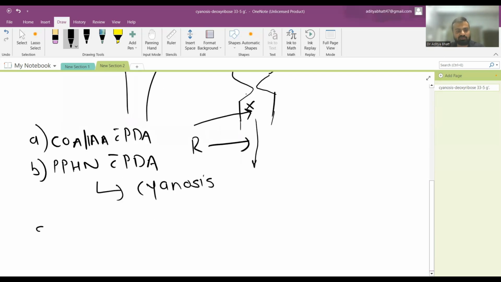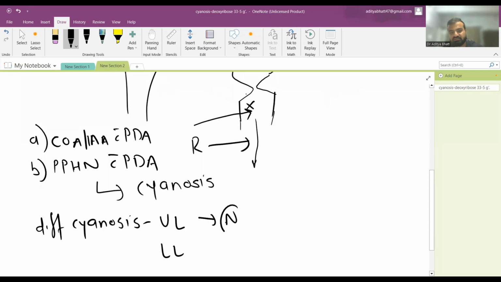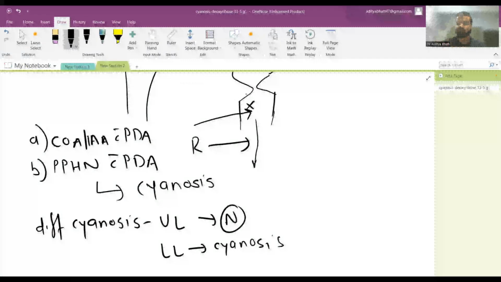So there will be something known as differential cyanosis. What is differential cyanosis? The upper limb is normal. There is no cyanosis while the lower limb has cyanosis. Okay, the lower limb has cyanosis while the upper limb is absolutely normal. So that is differential cyanosis. If you check SpO2 in the right hand, it will be 98%. If you check the SpO2 in the left foot, it will be 50%. This is a hypothetical example. Don't take me at my word.